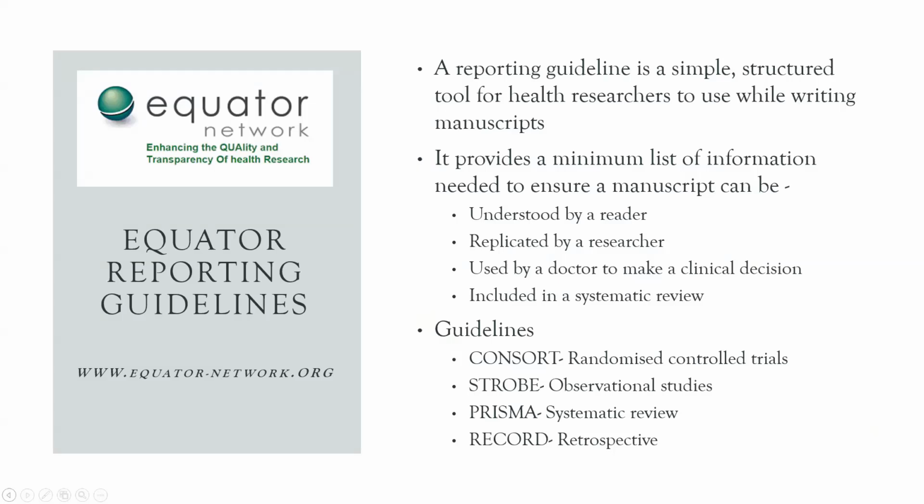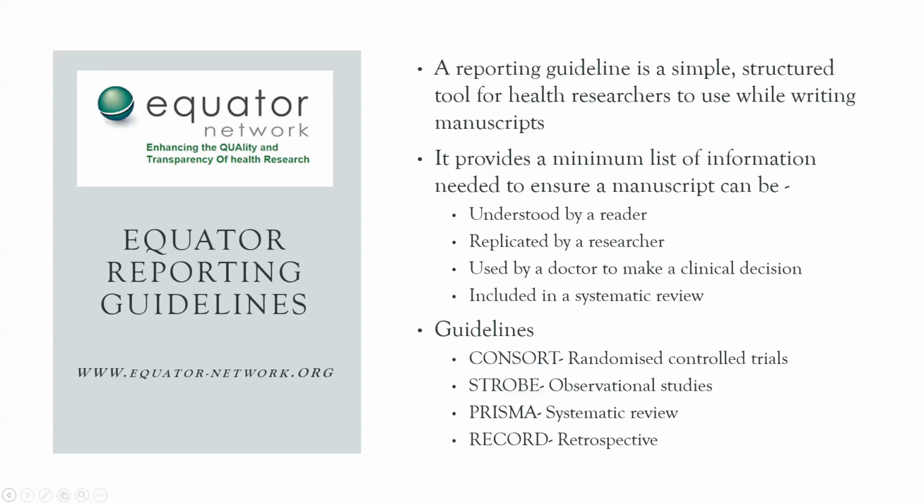And there are many such guidelines. If you visit the Equator Network website, there are many guidelines. The main ones which we require are CONSORT for RCTs, STROBE for observational studies, PRISMA for systematic reviews, RECORD for retrospective studies, and CARE for case reports. If you are unable to decide which checklist you require, there are two ways you can do it. One simpler way is the IJO website. In its author instructions, it mentions these and gives you a link to the Equator website.